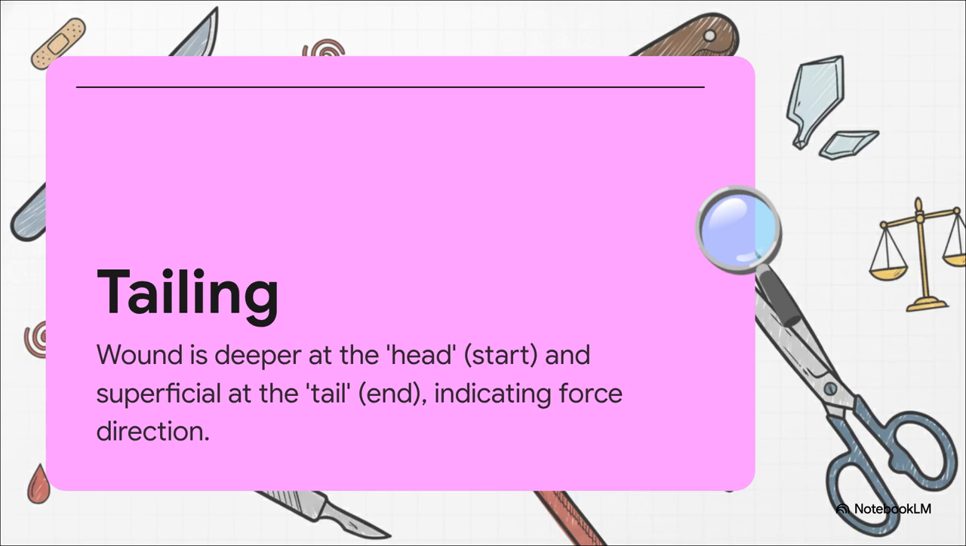Okay, now for a super high-yield concept you've absolutely got to know, tailing. This is a classic feature where the wound starts deeper. We call that the head, where the weapon first makes contact. And then it gets more shallow. That's the tail, as the weapon is lifted away. Forensically, this is so important. Why? Because it tells us the exact direction of the cut.